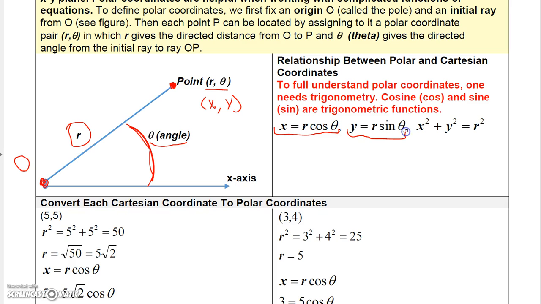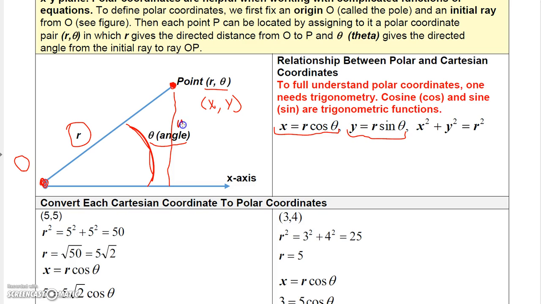Now, if you haven't taken trig, these might be new to you, but basically most calculators have trig functions. The trick is you have to make sure that if you're using angles in degrees, your trig function is using degrees, and if you're using radians, the trig functions are using radians.